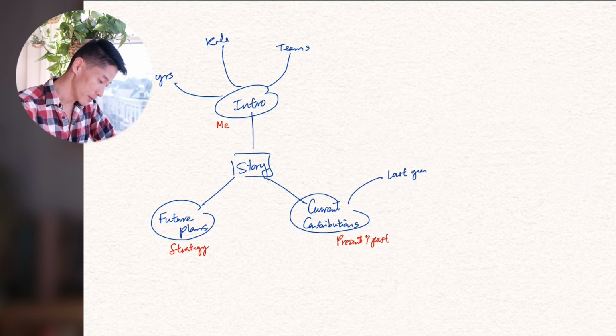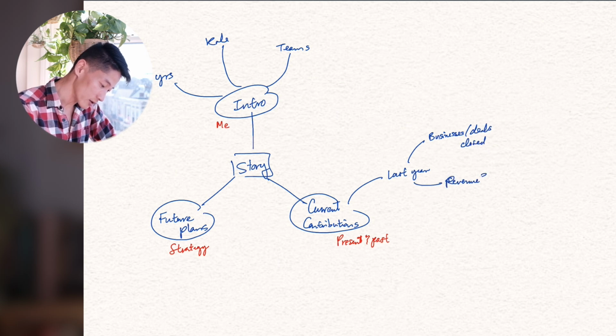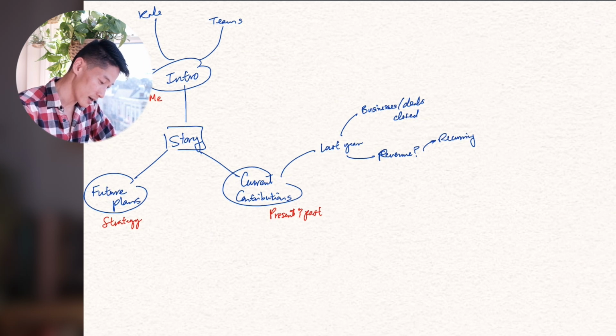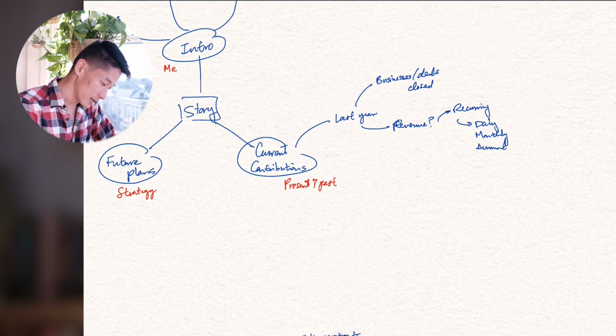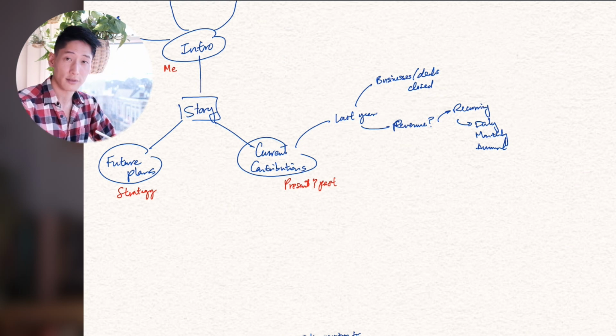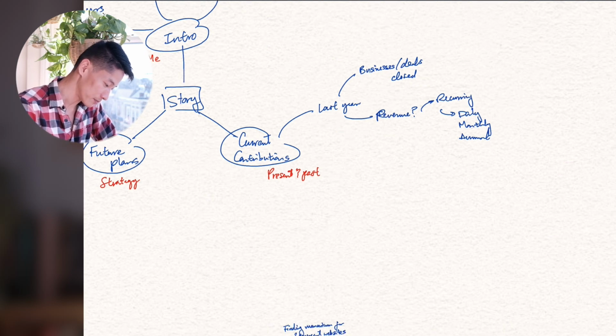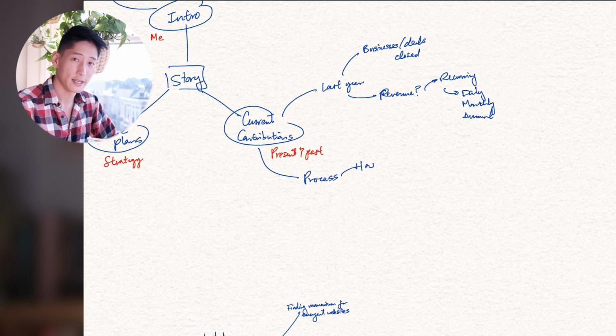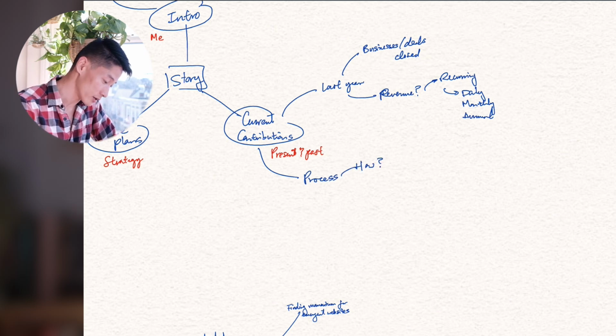Over the last year, how many businesses closed, deals closed, how much revenue, and not only that, how much recurring revenue, right? That's very, very important. And you can actually break this down into daily, monthly, as well as annual. And then last year also, going back into the process, we're actually going to create a new node for this, which is process, which is how did he actually close the business, right? So here you could have multiple steps, from first meeting to second meeting and closed.